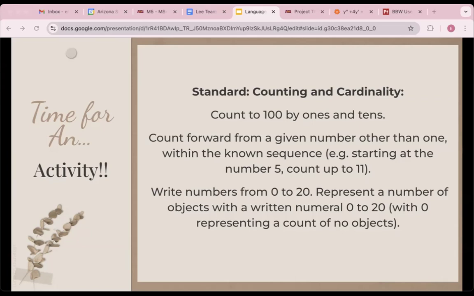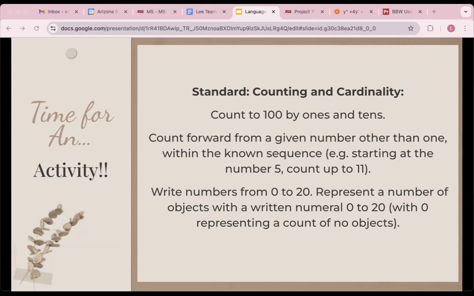Again, I'm going to count, and I'm going to touch each one as I count. Are you ready? Give me a thumbs up if you're ready. 1, 2, 3, 4, 5, 6, 7, 8, 9, 10. I counted up to 10.